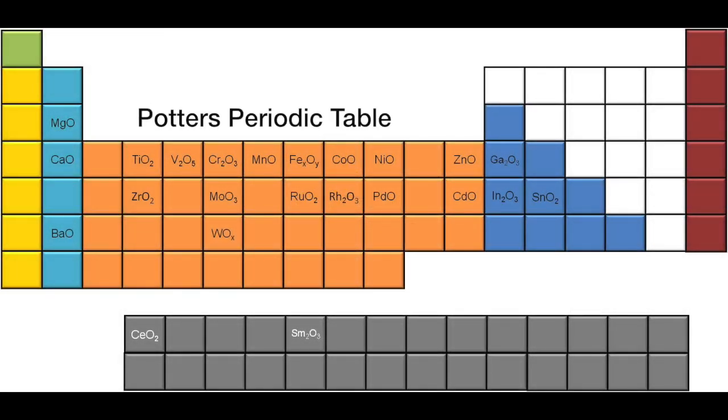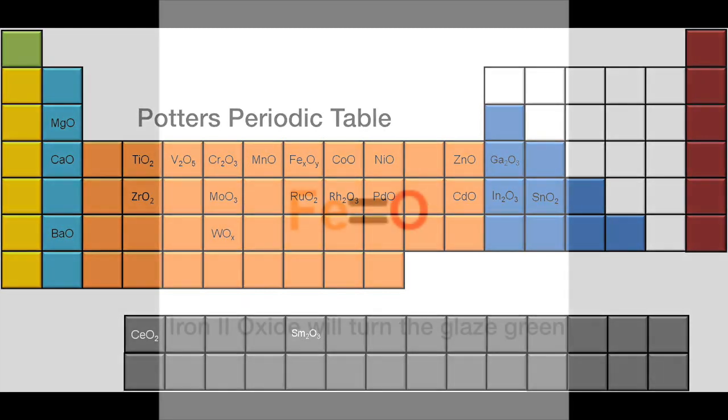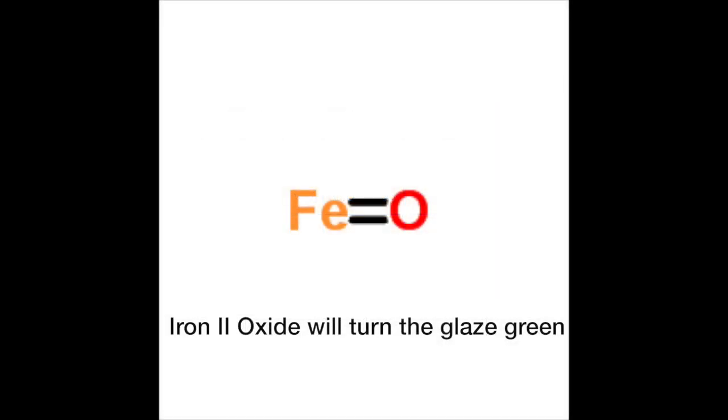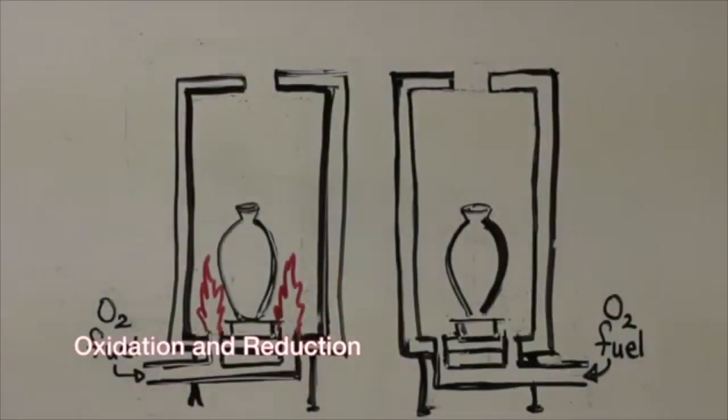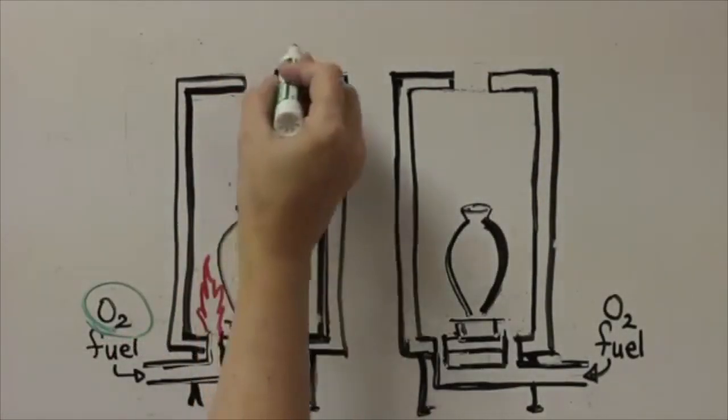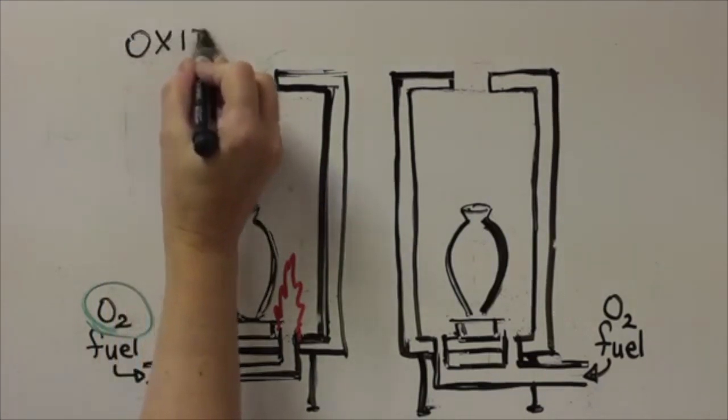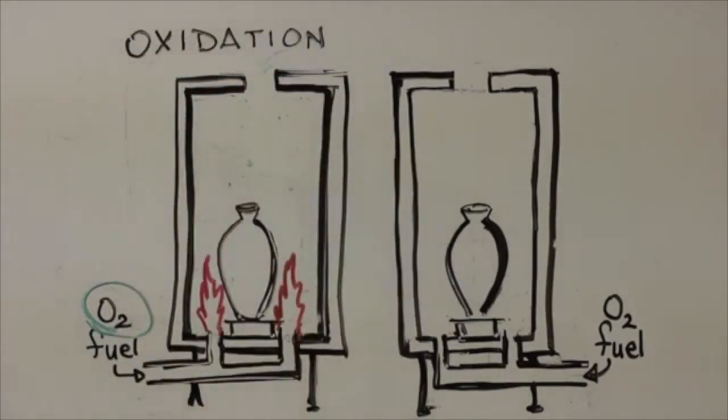The metals that appear on the top row of the transition metals have several oxidation states, which affects the color that the glaze will produce. Having several oxidation states means that a number of oxygen molecules can bond with the metal elements to make metal oxides. Another factor that affects the glaze's finished color is whether the pottery was fired in oxidation or reduction conditions.